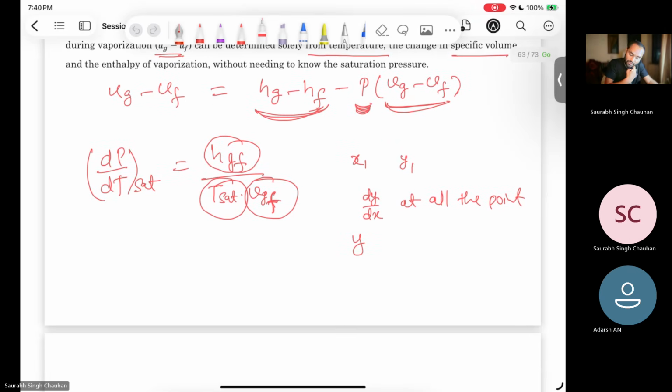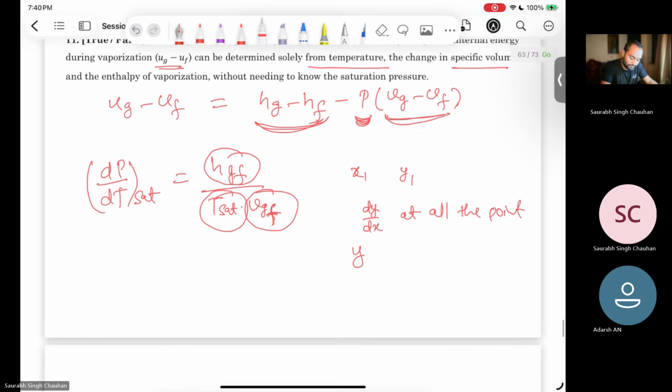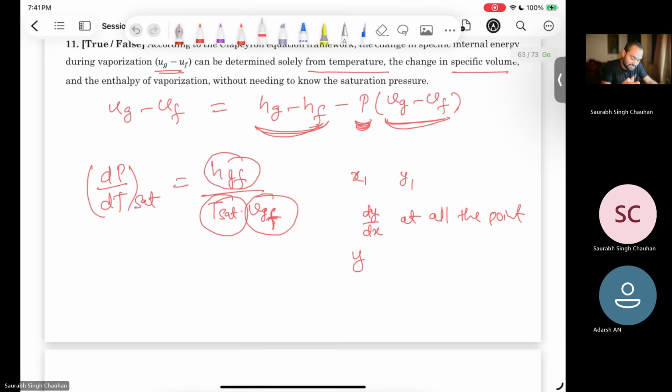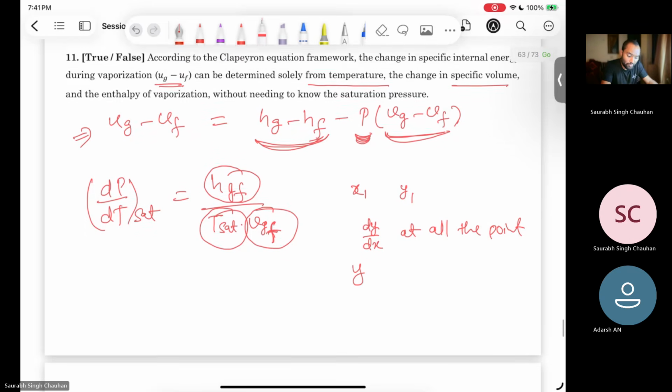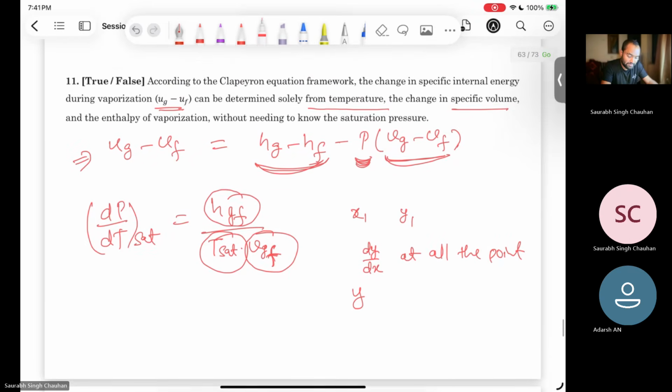You can just integrate this. So in some sense we know this slope dp by dt in terms of latent heat, temperature, and specific volumes. But if we know this pressure value at one particular reference point, and if we know these latent heat, temperature, and specific volume at all the points, then somehow we can integrate and we can calculate the saturation pressure at that point, and we can calculate the change in this internal energy. So in some sense, yes, we do need the value of saturation pressure. But if we have the value at one particular point, we can calculate.